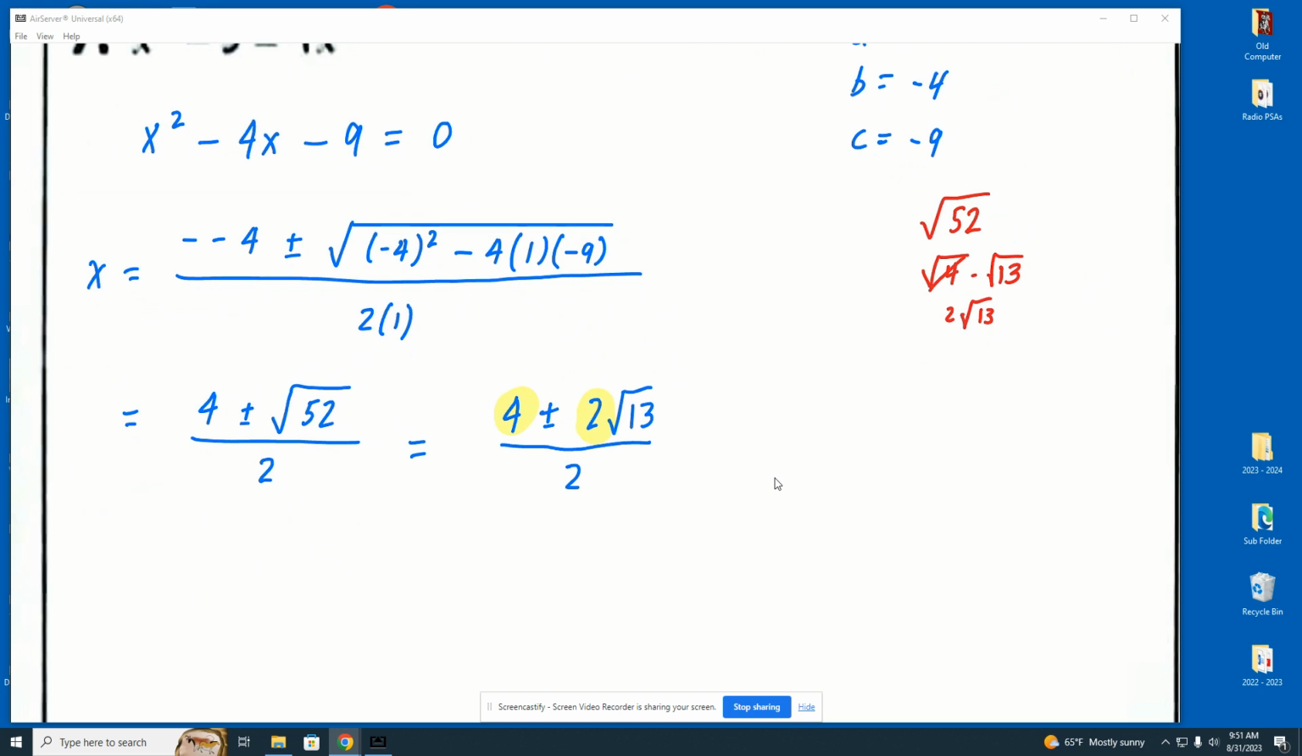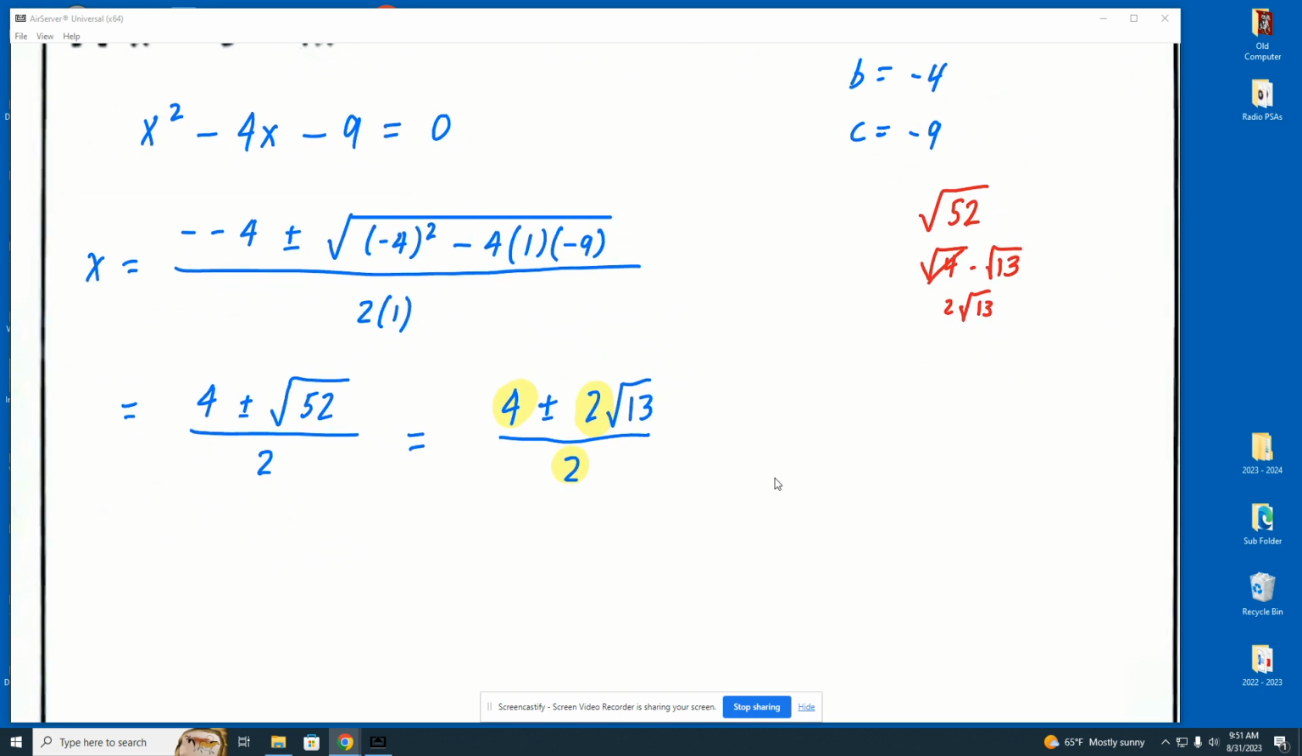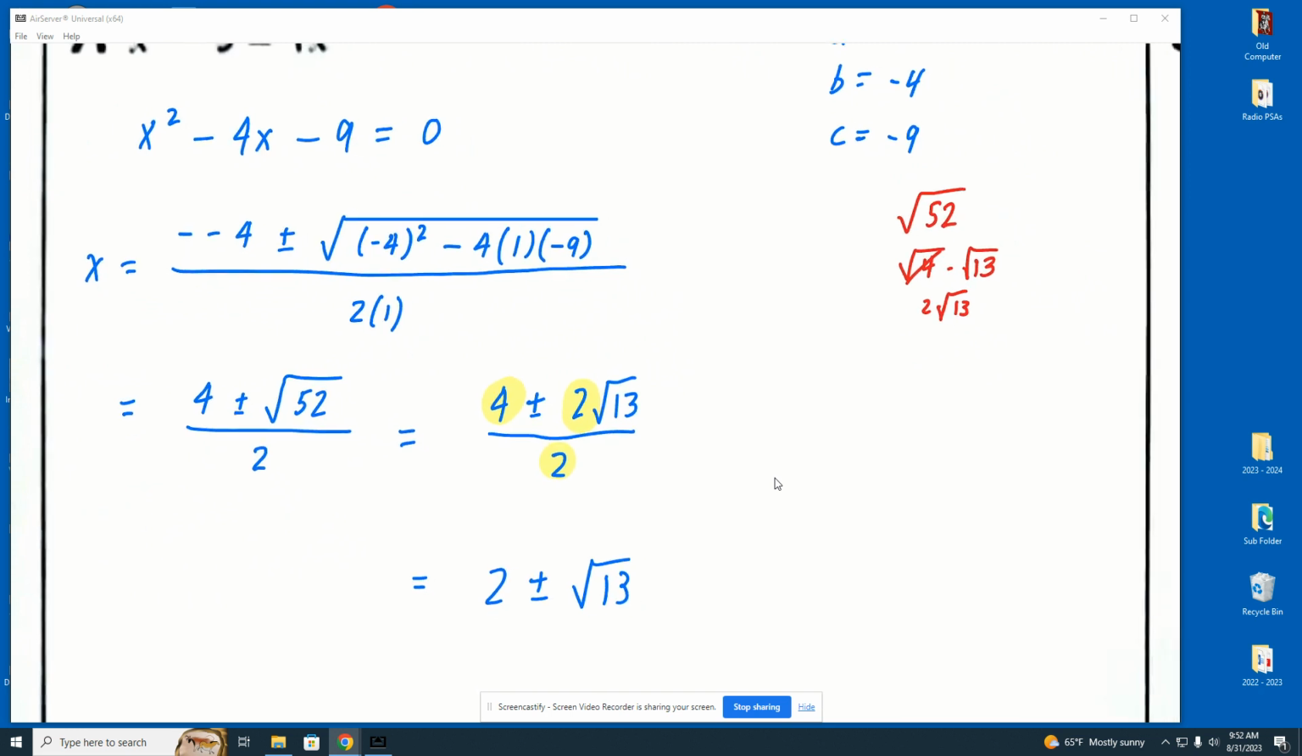So are those 2 separate terms both divisible by my denominator? Yeah, they're both divisible by 2. So to finish this out, I'm going to divide both of those by 2. What's 4 divided by 2? So I'm left with 2 plus or minus. What happens to 2 divided by 2? It cancels. It's 1 square root of 13, but I don't need the 1 there. So I leave my answer as 2 plus or minus the square root of 13.